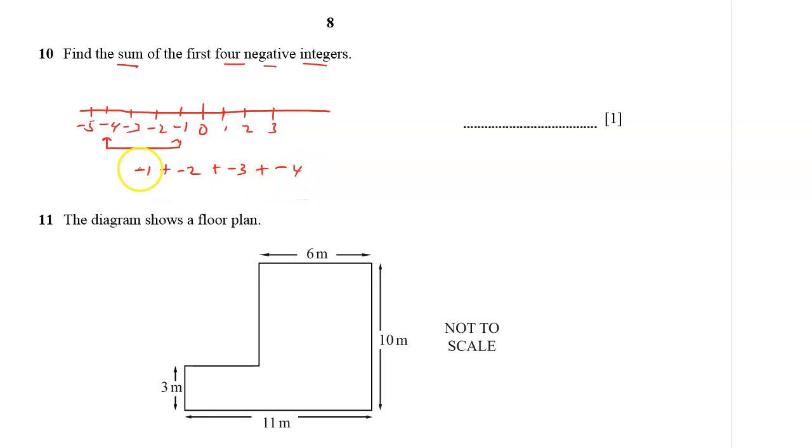Of course, positive and negative will be negative. So -1 minus 2 minus 3 minus 4. This will give us -10. Therefore, that is the answer, -10.